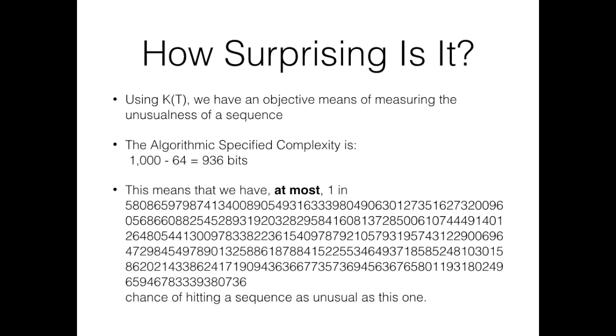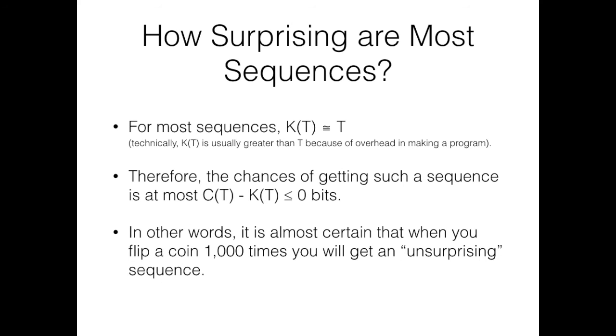That means we have at most one in that ginormous number chance of hitting a sequence as unusual as this one. And just to reiterate, for most sequences, the Kolmogorov complexity is actually about the same as the sequence complexity. And actually, it's technically a little bit greater because there's some overhead just in creating the program. Therefore, the chance of getting such a sequence is at most, if you subtract the Kolmogorov complexity from the physical complexity, for most sequences, going to be less than or equal to 0 bits. So, in other words, since this is an upper bound, it's almost certain that when you flip a coin 1,000 times, you will get an unsurprising sequence.